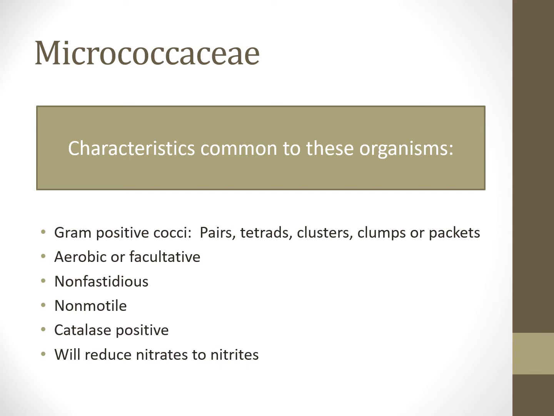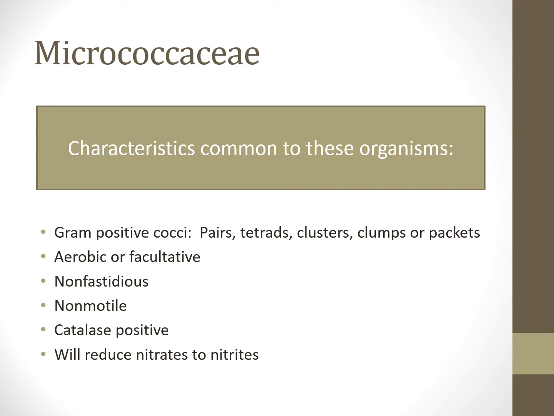Okay, so out of all the Micrococcaceae, some of the characteristics that are common is that they are gram-positive cocci, and sometimes they can be in pairs. Other times they can be in tetrads, like Micrococcus is often in tetrads. Sometimes they can be in clusters, clumps, or packets, and usually that's Staphylococcus. They are aerobic or facultative. They can be facultative anaerobes, so in other words, they prefer no oxygen, but because of the cost and the expense that it would cost us to prepare them anaerobically, we typically grow these aerobically, but they are facultative anaerobes.